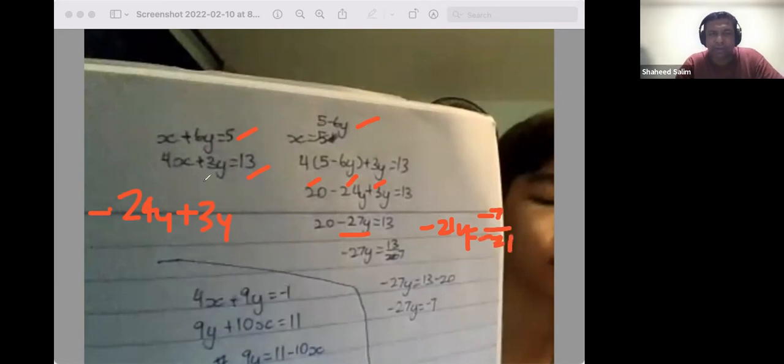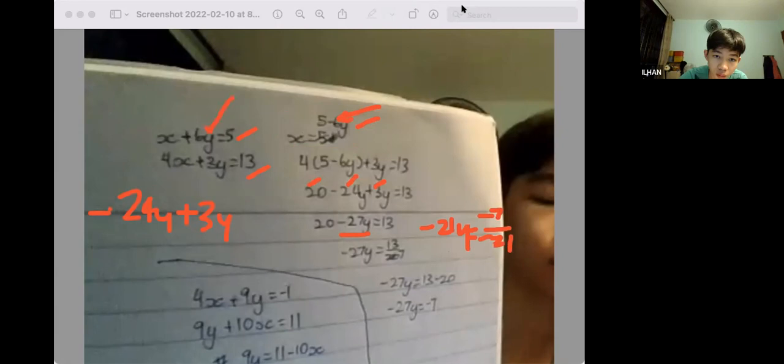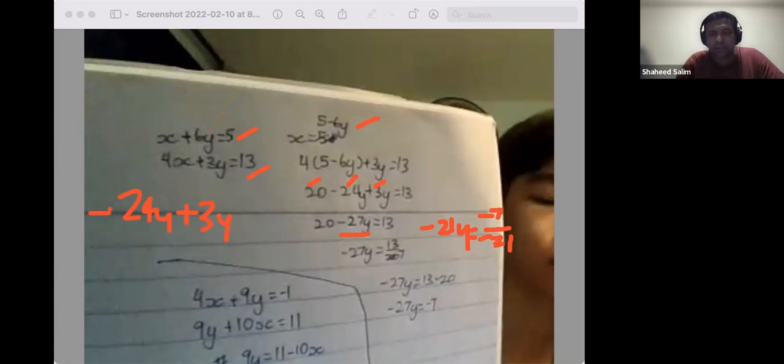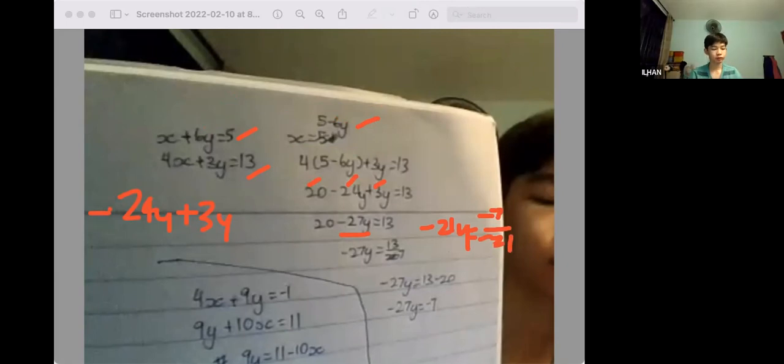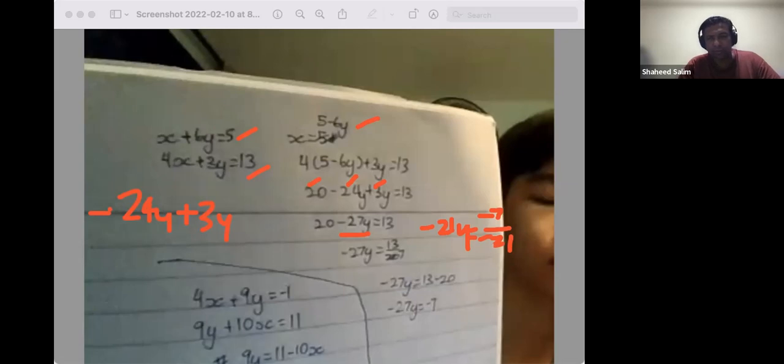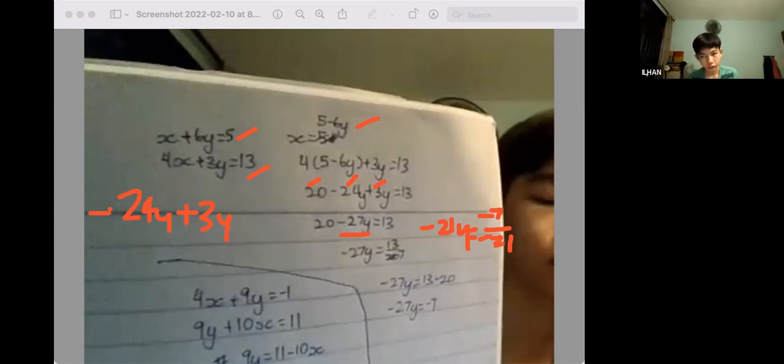Okay, now you find what is the value of x. You substitute inside here. This one is nice. You see, once you substitute, you get the value of x. You put in what's the value of x? X equals to 5 minus 6 times 1 over 3. So x is 3. Yeah, well done.